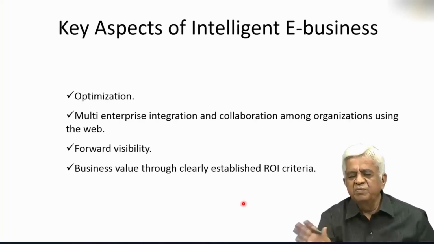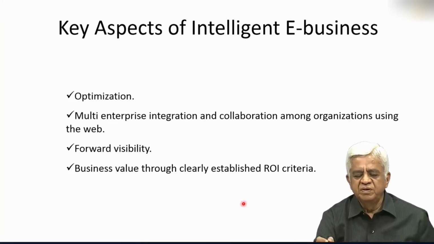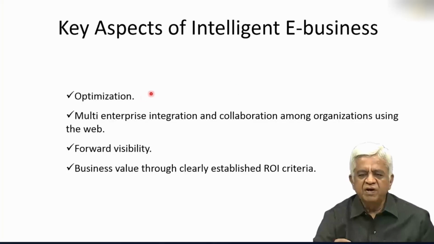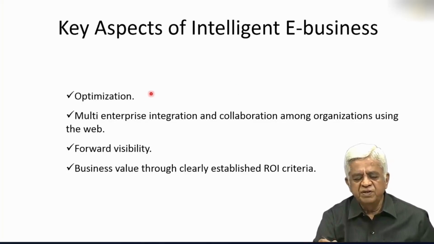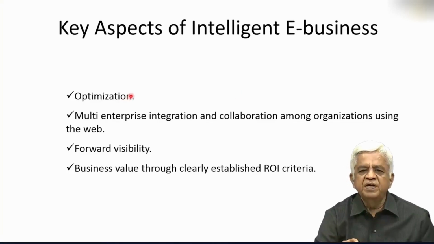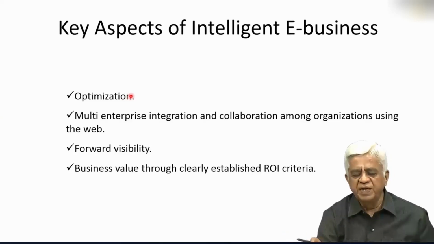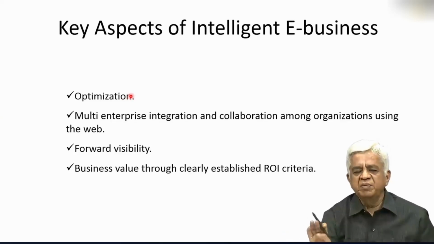Just to give you a mundane example, it is very simple. Let us say you have an origin and a destination. You want to go from this origin to the destination. What are the things which you are looking at? You are looking at how you can reach the destination in the fastest possible time, one. Second, at the minimum cost.